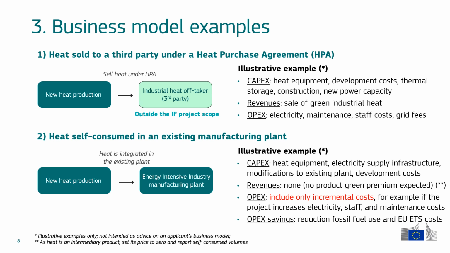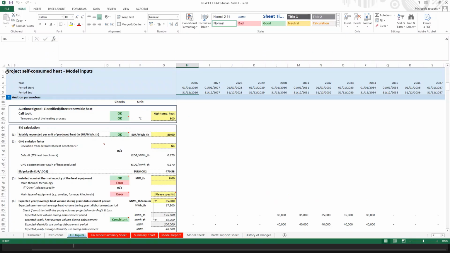OPEX savings come from reduced fossil fuel use and reduced EU ETS costs. These savings are netted against incremental costs from the project, such as higher electricity, staff, and maintenance costs. We now turn to an illustrative worked example of a project integrating heat into its existing plant, focusing on differences from the earlier FIF walkthrough.